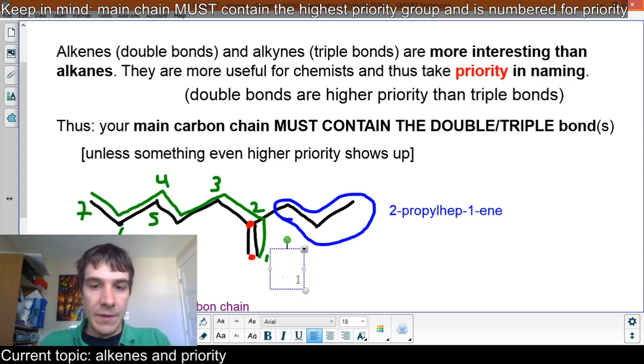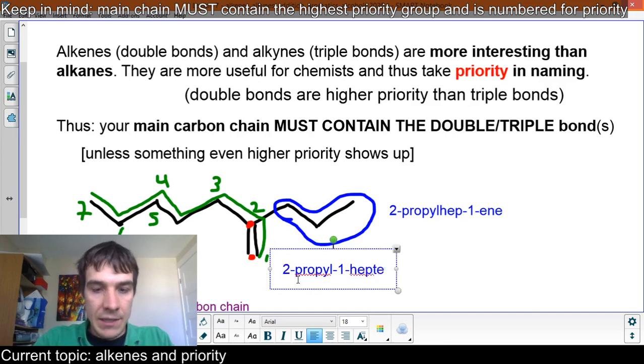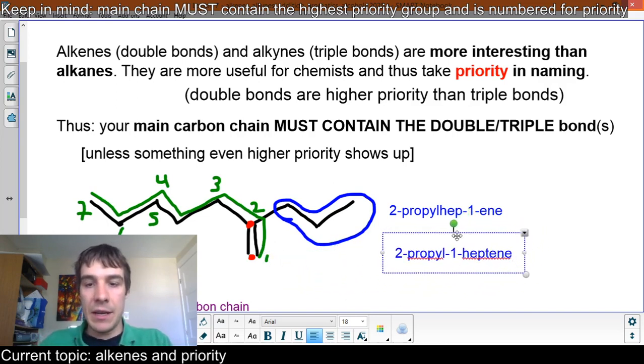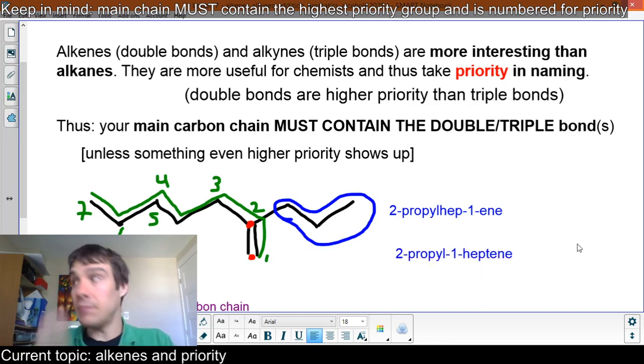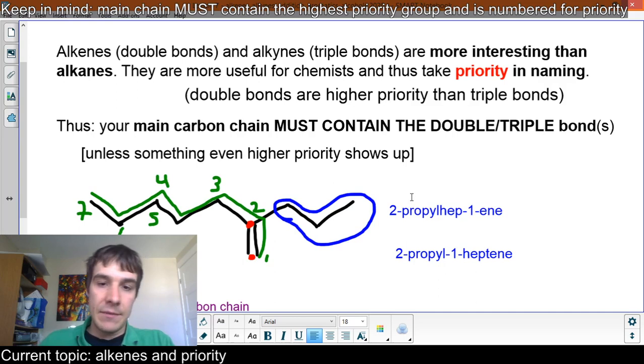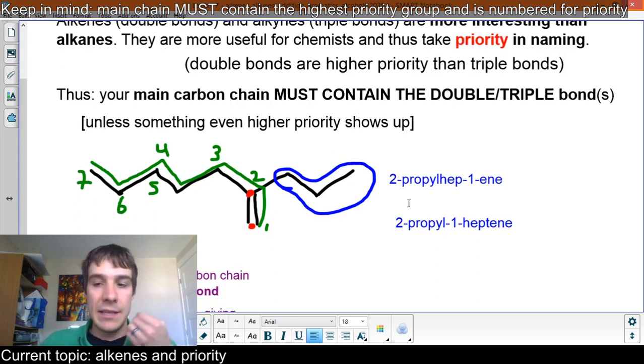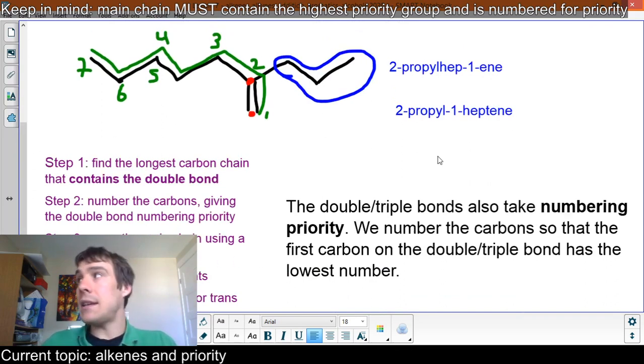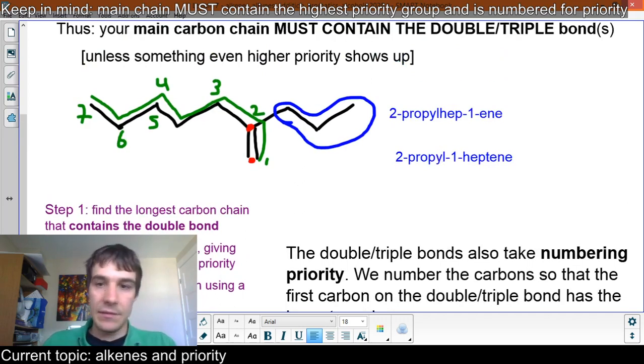An alternative name for this is 2-propyl-1-heptene. That's also acceptable. So both are acceptable as names for this molecule according to IUPAC. You can go either way. So that's the concept of priority, and that's how you name an alkene. This is just kind of generally saying exactly what I just said. So they take number priority and they take naming priority. We have to do it that way.